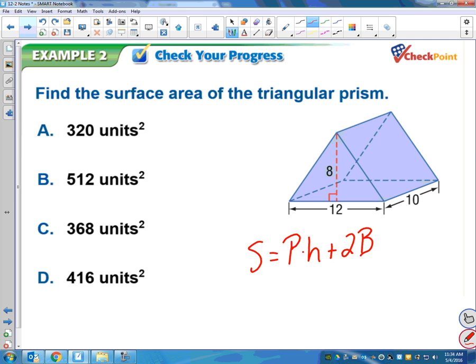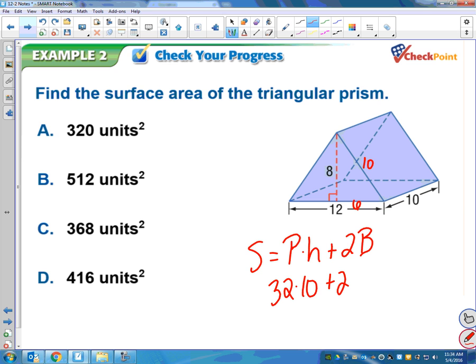So the hard part on this is we're missing this side, right? So this is 8, so half of this would be 6, which means if you do Pythagorean theorem, you should get that this side equals 10, or that's one of those 3, 4, 5 multiples, right? 3, 4, 5. So your perimeter is 10 plus 10 plus 12, which is 32. And then the height there is 10.